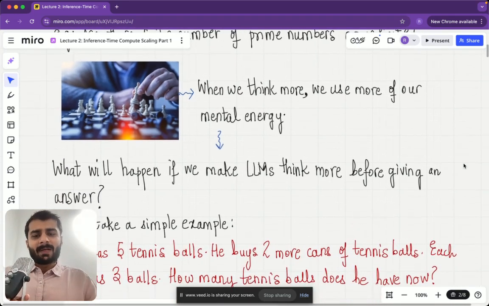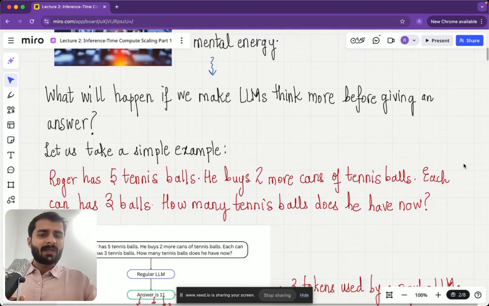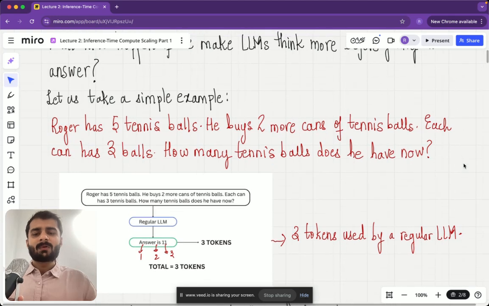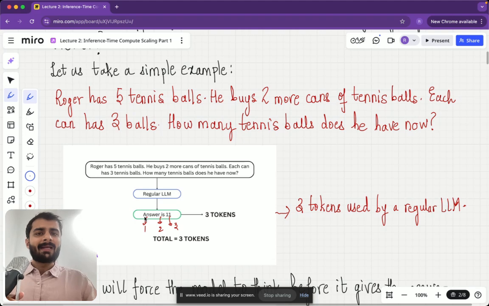Let us take a very simple example. Roger has five tennis balls and he buys two more cans of tennis balls. Each can has three tennis balls each, and the question we are asking is, how many tennis balls does he have now? Now, let's look at the answer given by a regular LLM over here. So you can see that when a regular LLM tries to answer this question, the answer it gives is 11, which is in fact the correct answer, and the number of tokens it uses is only 3.